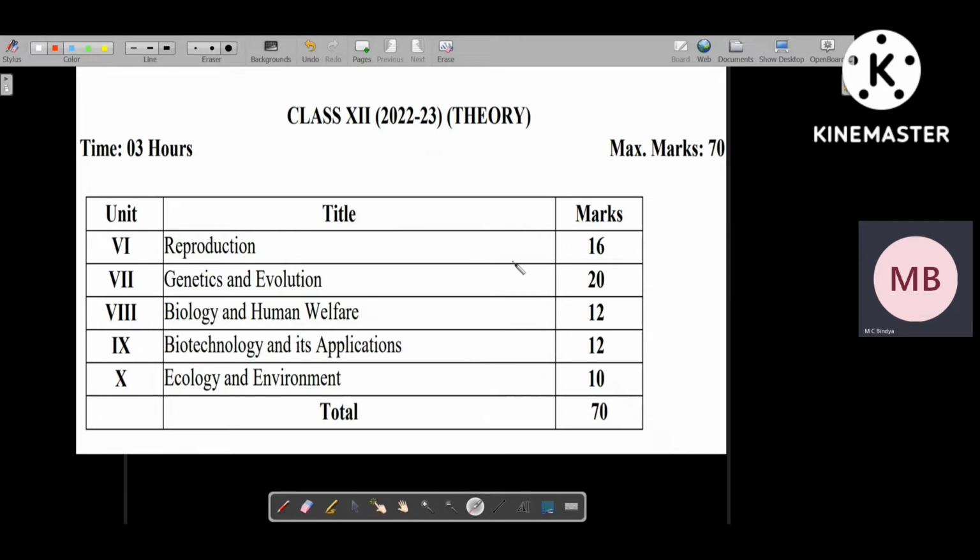Reproduction for 16 marks, genetics and evolution 20 marks, biology and human welfare 12, biotechnology and its applications 12, ecology and environment 10. Total 70 marks, of which we can see that the units reproduction and genetics and evolution contribute the maximum marks, 16 and 20. The others are 12, 12 and 10. The maximum marks will be 70 for theory, and for practicals it is 30 marks.